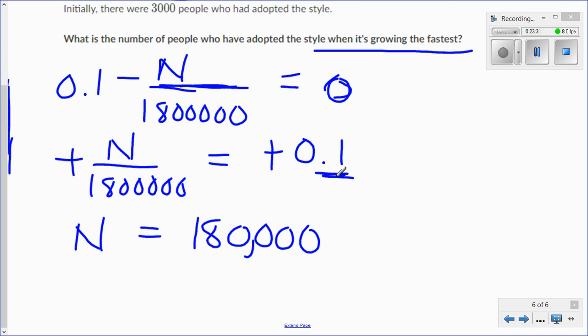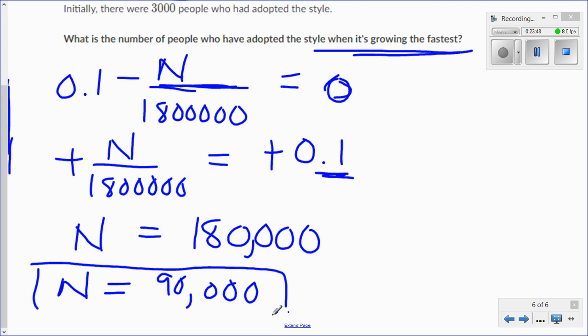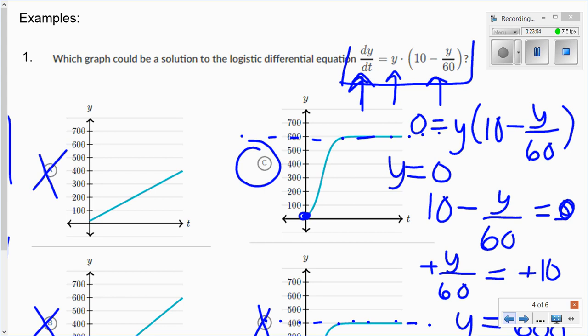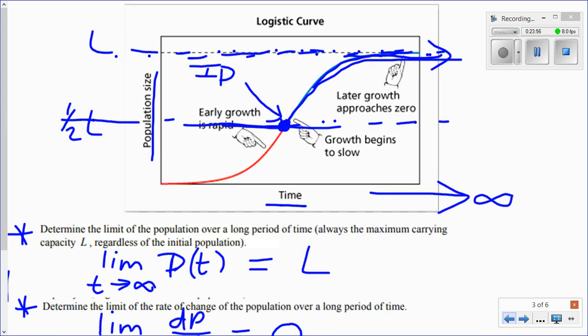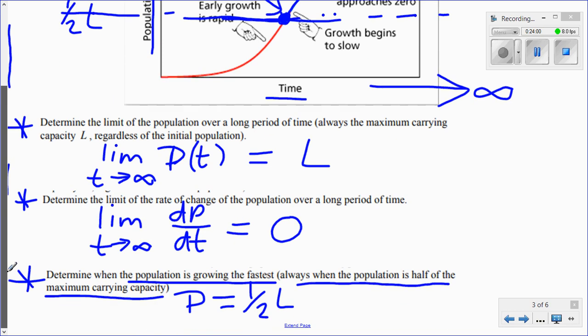Okay, but this is our carrying capacity. So we know that the number of people when the rate is growing the fastest is half of that. And so half of 180,000 is 90,000. And that would be our final answer. But hopefully you're recognizing that we are basically using these 3 important pieces of information.